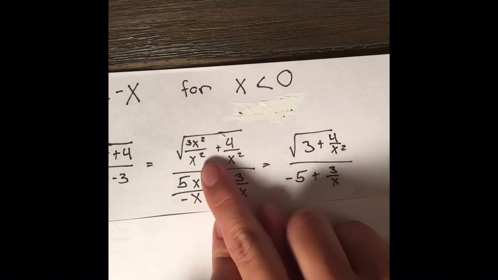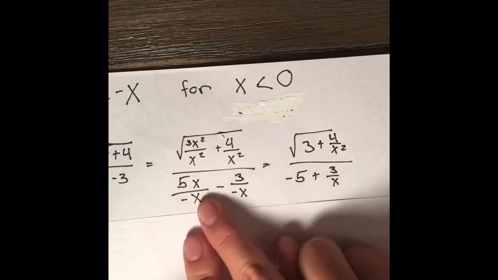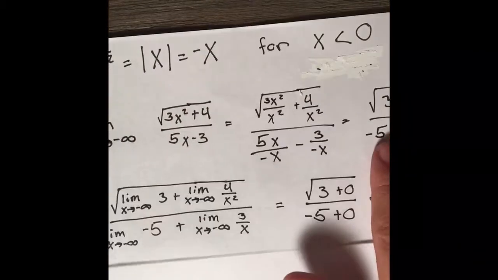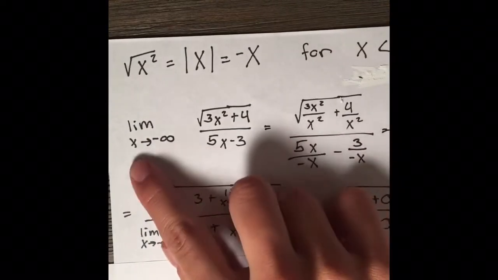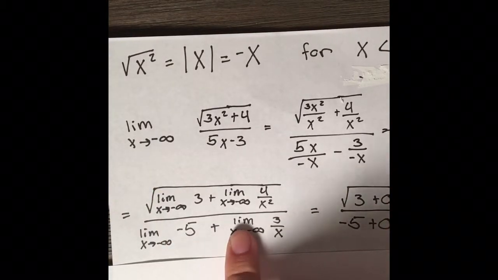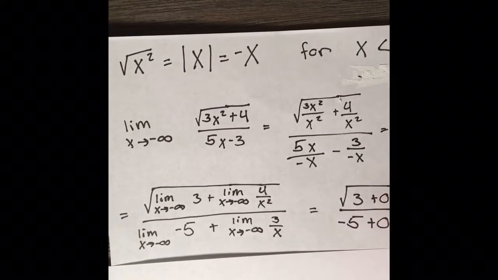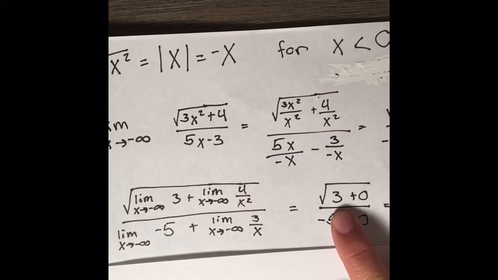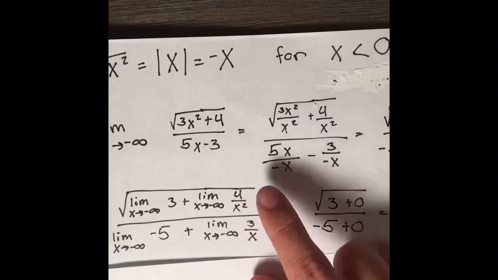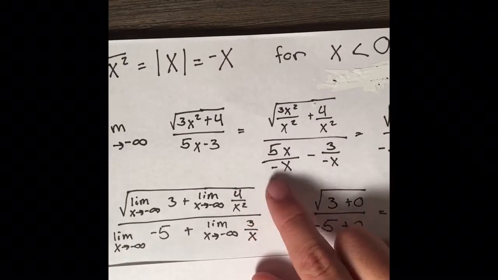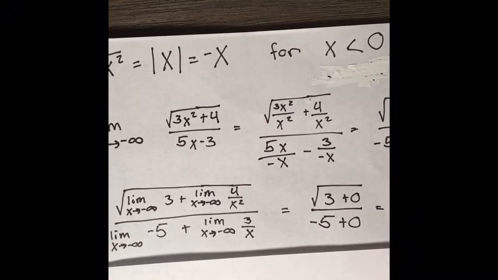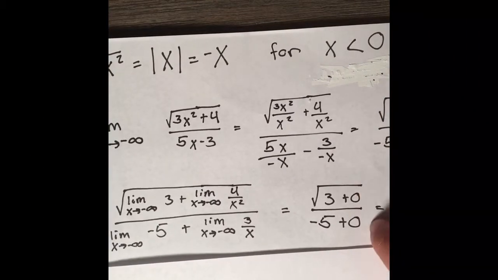So these x squareds cancel out. You're left with 3. These x's cancel out. You're left with negative 5 and so on. Then you're going to apply the limit of x going to negative infinity to each value from what you got previously. And so then you're going to get the square root of 3 plus 0 over negative 5 plus 0. These are both zeros because you have a small number over an infinity. You're dividing a very small number by a very large number, so it approaches 0. That is the case for both of these.